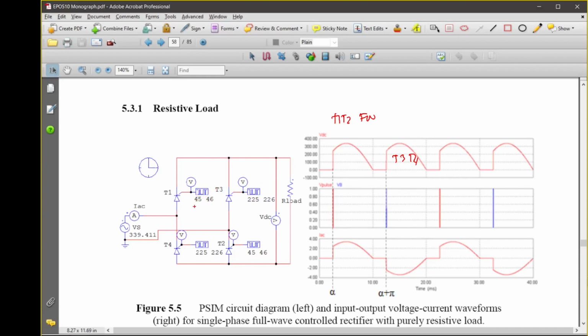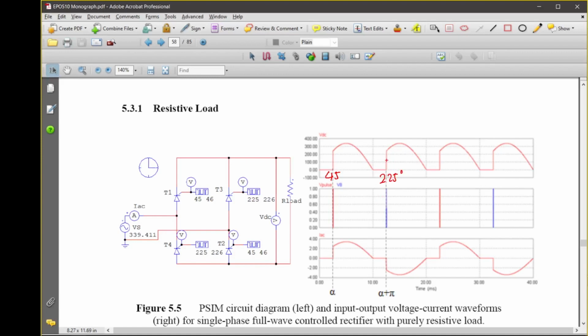Notice that this is alpha for T1 and T2, the diagonal thyristors. The diagonal thyristors will receive the same angle, alpha of 45 degrees, so T1 and T2 both receive 45 degrees. And for the other diagonal thyristors, thyristor 3 will receive alpha plus 180 degrees, or pi. That's why you have 225 degrees for the other diagonal thyristors. So here we can see that this is 45 degrees and this is 225 degrees.